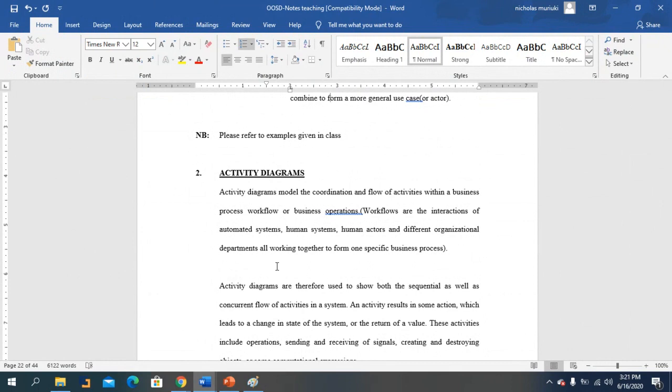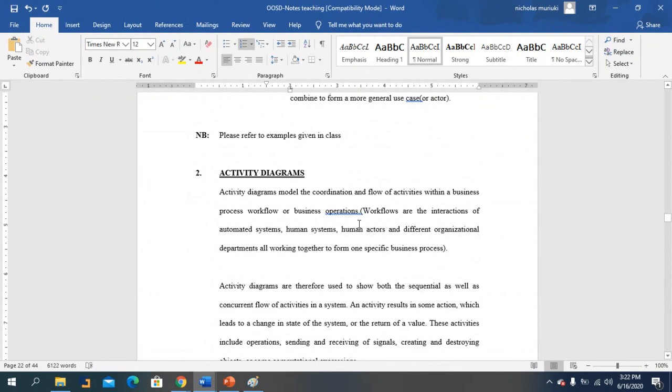Look at an example. When you wake up, what do you do? I wake up, I bathe. After that, maybe we take tea or breakfast. Then you take the bag, you go to the bus station, then you go to school. But we cannot say we wake up, then we go to school, then we come to the bus station. Those are activities that have to follow each other. So that's why we are saying an activity diagram works the same as the use case.